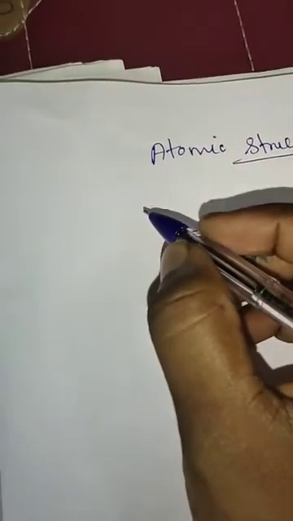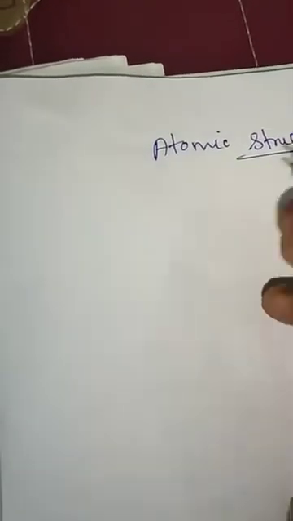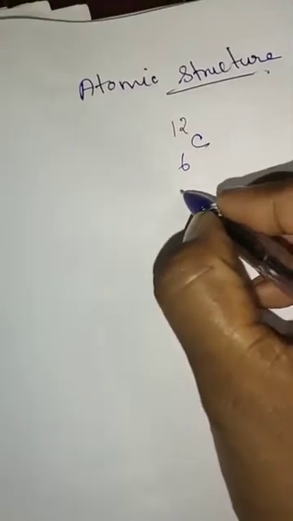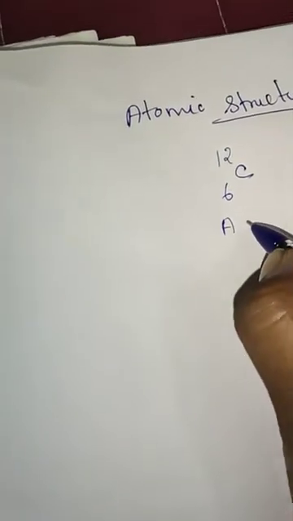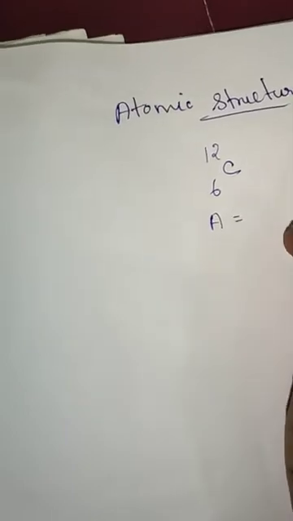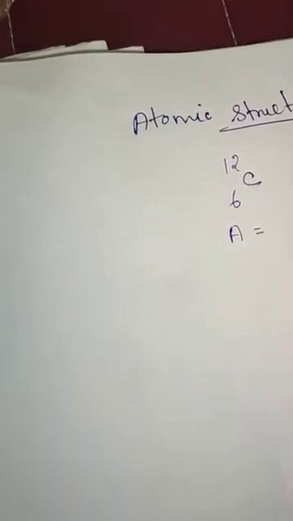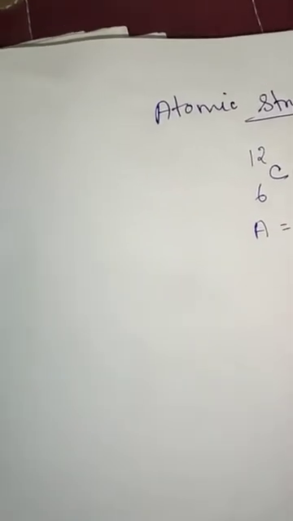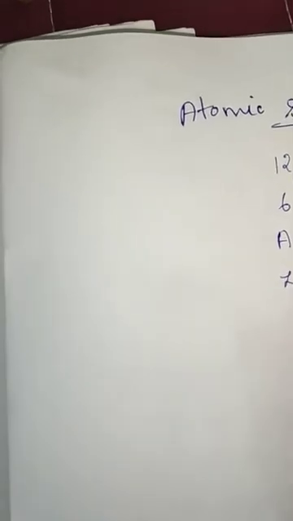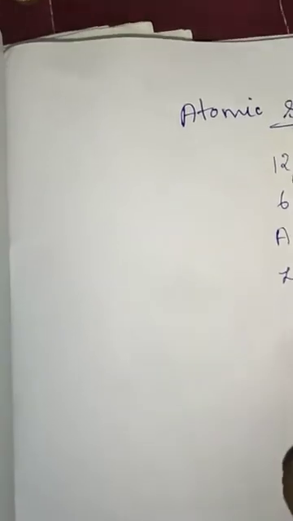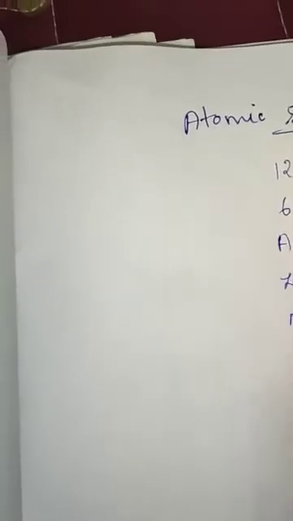For example, you can take carbon, 12 and 6. What is the mass number here? Did you understand what the mass number is? Mass number means the total number of protons and neutrons. The mass number is 12 and the atomic number is 6. Number of neutrons is 12 minus 6, which is 6, isn't it? How to draw the structure?